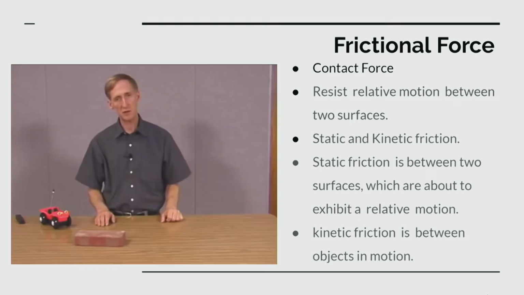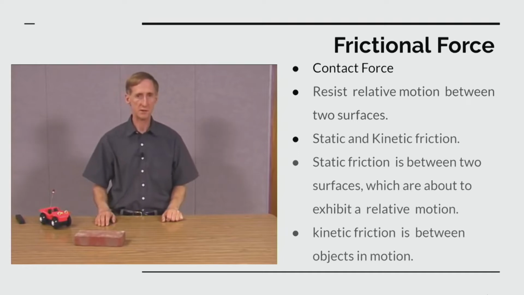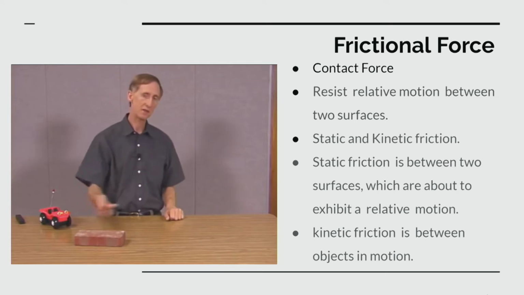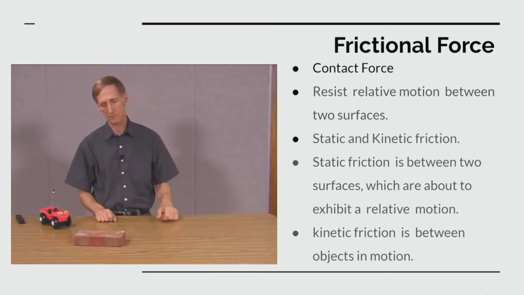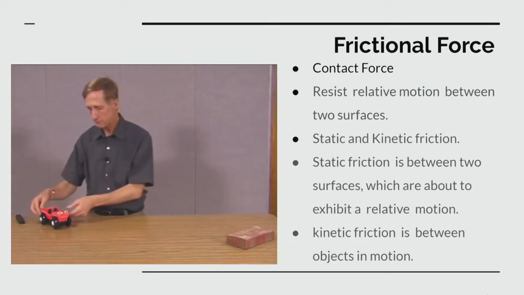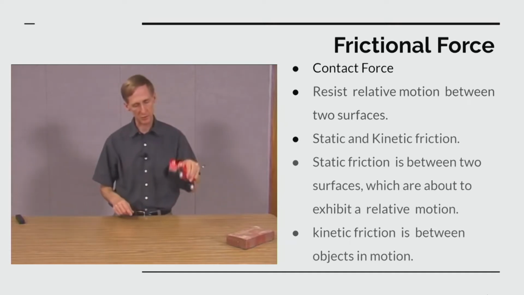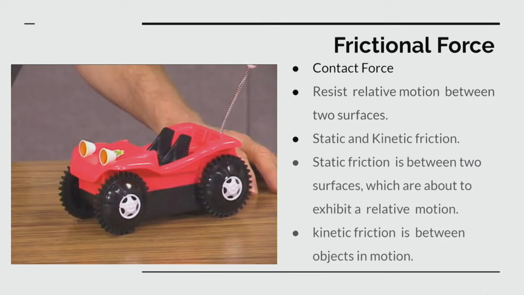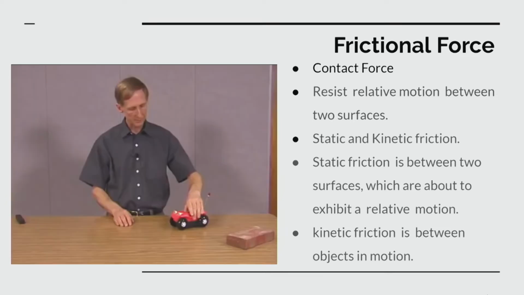The characteristic of the kinetic friction force is that the force always acts opposite the direction the object is moving. So the brick moves this way, the kinetic friction force is that way. All right, let's take a look at another kind of friction force. An example of this one is the force between the tires of a car and the road. Let's get this car going.